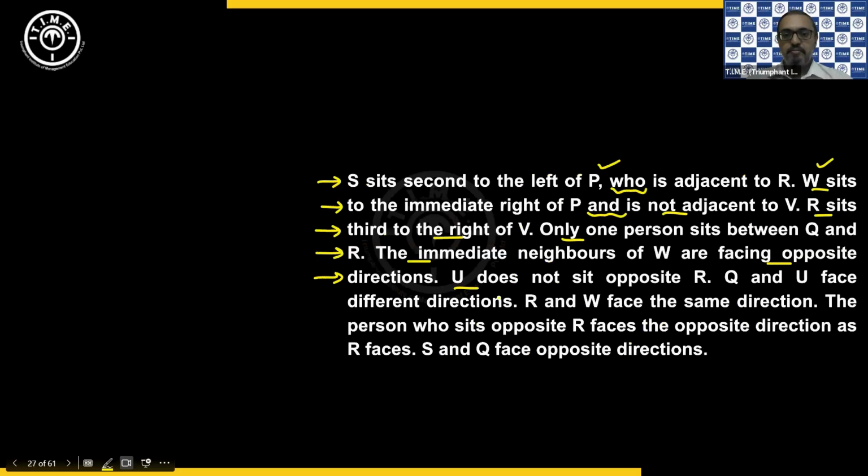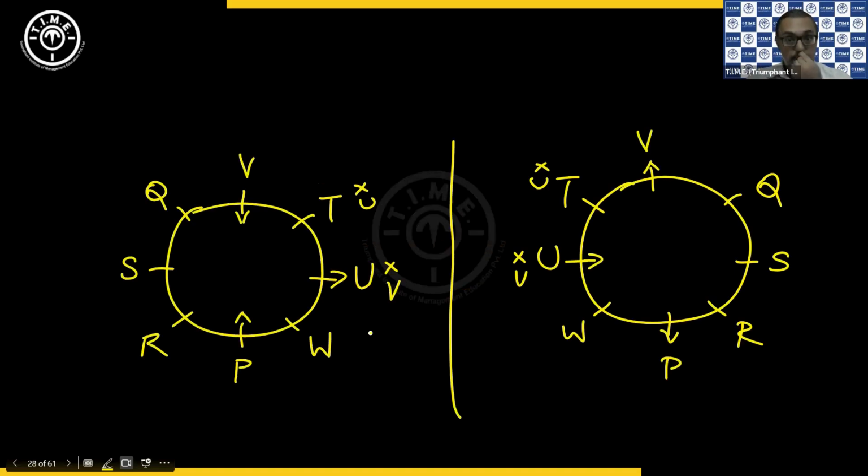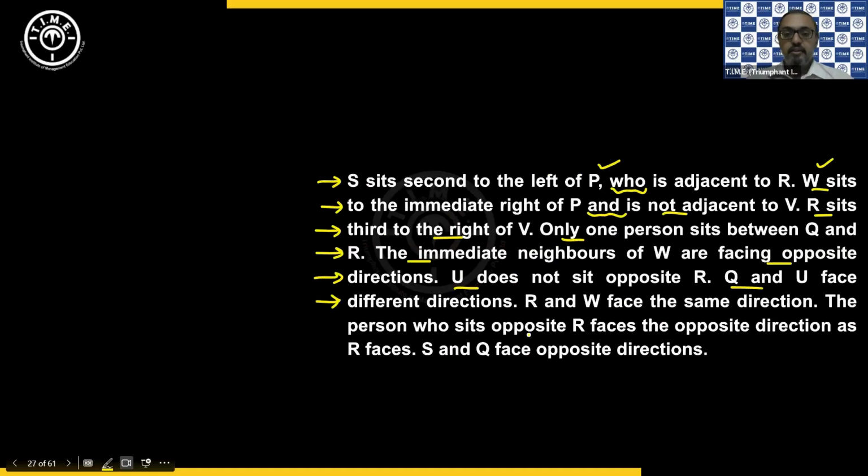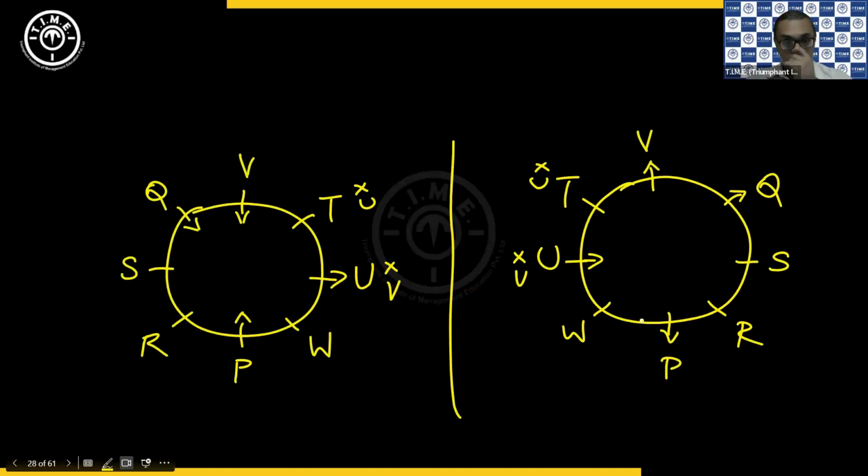Correct? Right. Now Q and U face different directions. So since in the first case, U is away from the center, then Q will be towards. In the second case, U is towards the center, so Q will be away. Q and U face different directions. And then he says R and W face the same direction. Okay, so now R and W should face the same direction.